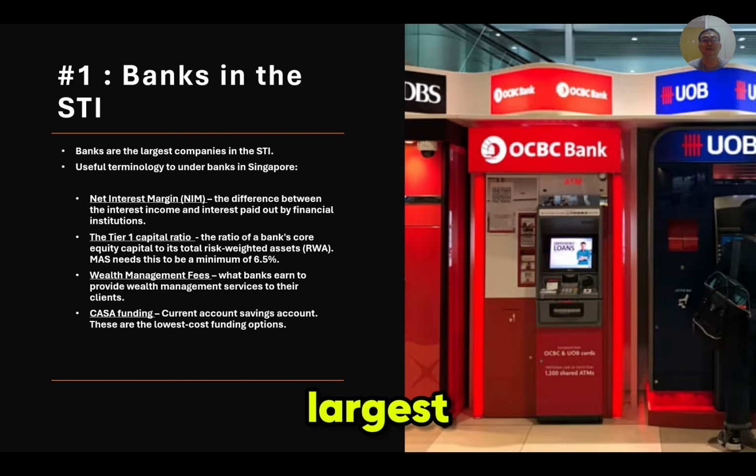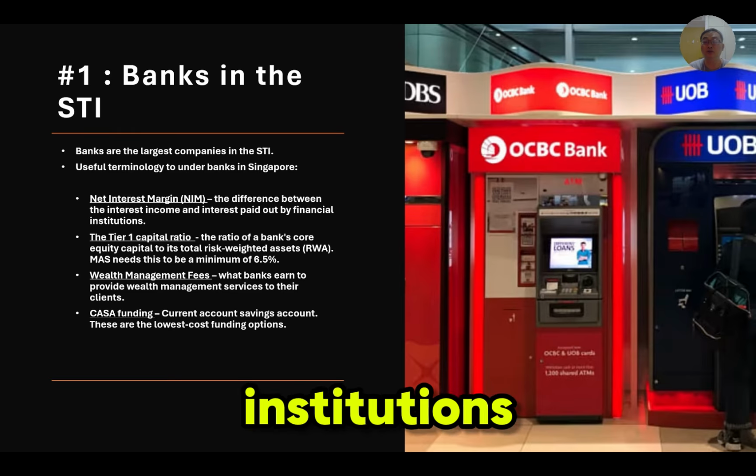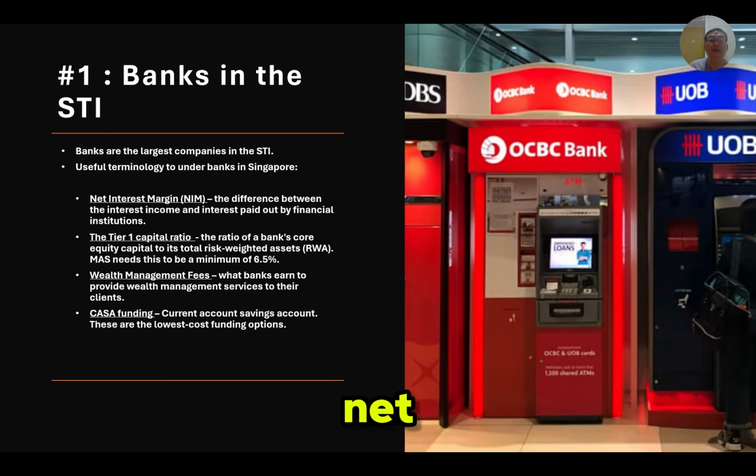Banks are the largest companies in the STI. And there's some very useful terminology when you're looking at investing in banks. You want to look at net interest income, which is the difference between the interest income and interest paid out by financial institutions. You want rising net interest margins to know that banks are doing well. So right now, as interest rates are being lowered, net interest margin is declining. So there's a probability that banks might underperform over the next 1 to 2 years.